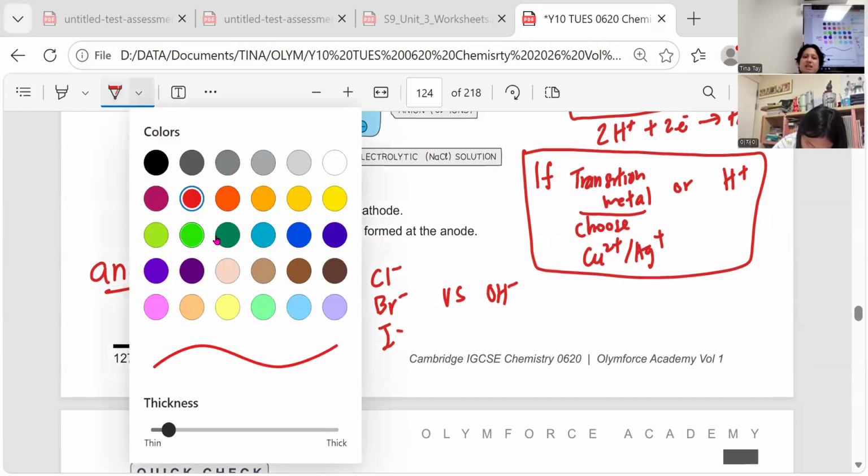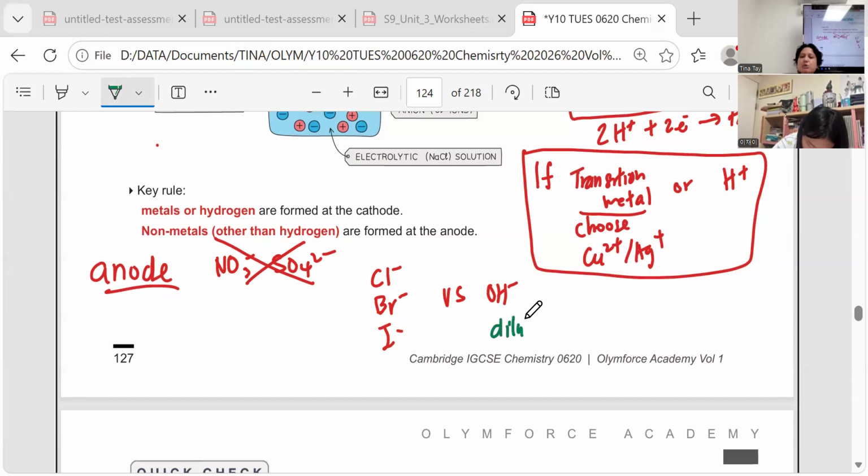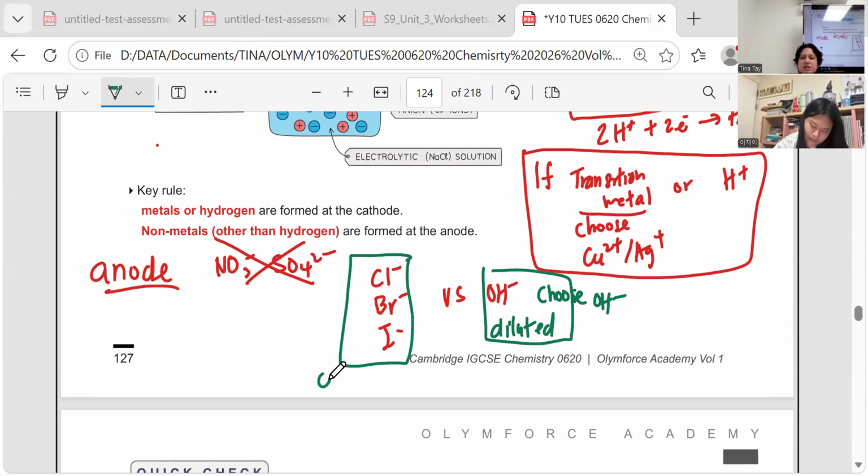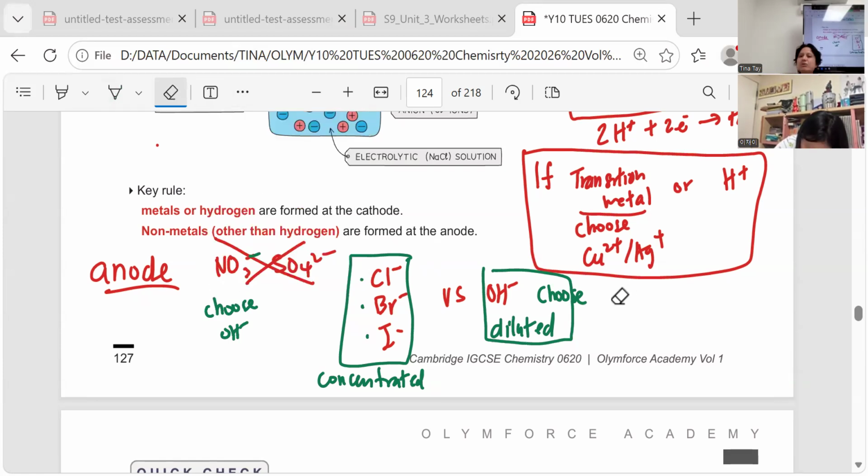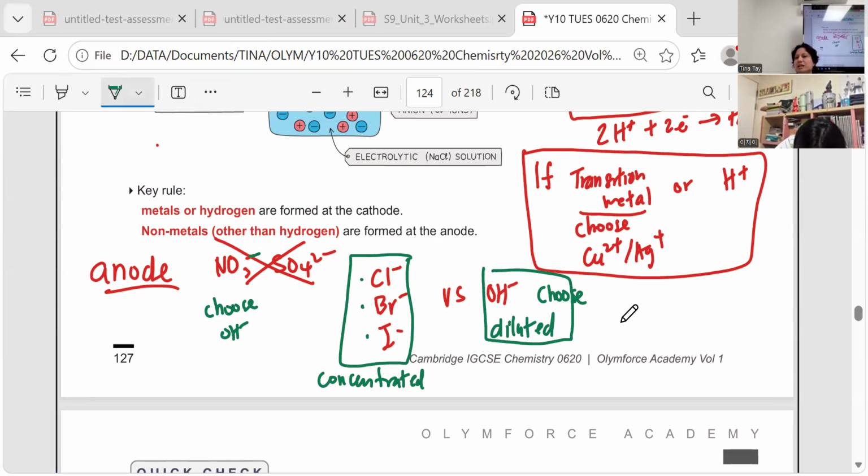If it is diluted, choose hydroxide. If it is concentrated, choose chloride, bromide, iodide. If it's nitrate, sulfate, you never choose them, you choose hydroxide. So the choice is only between chloride, bromide, iodide, or hydroxide. Diluted, choose hydroxide. Concentrated, choose chloride, bromide, iodide. How do you know if it's concentrated or diluted?